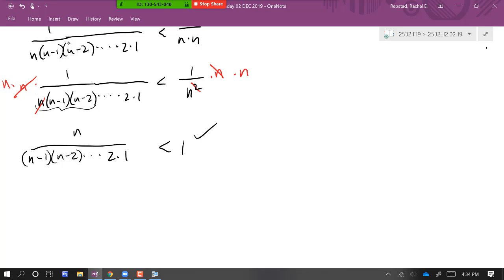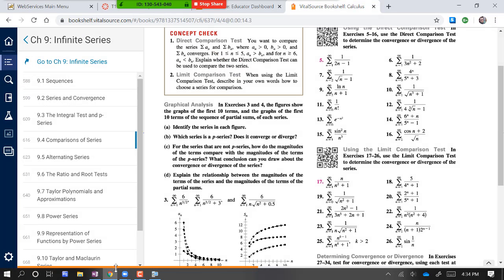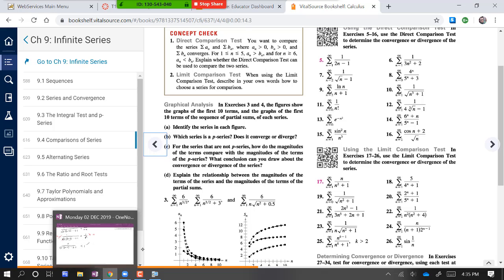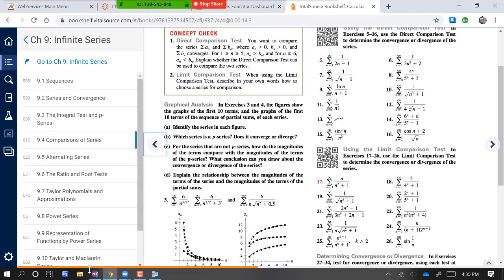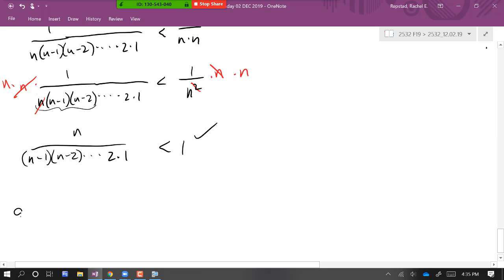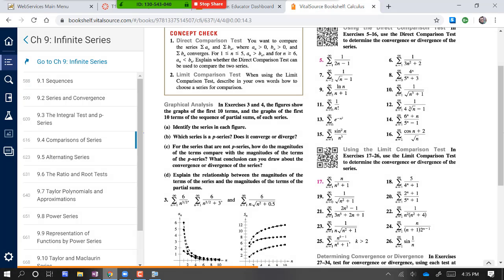I think I have number 23. Same section? Yeah, it's 9.4. So 1 over n root n squared plus 1. Here they're asking us to use a limit comparison test.